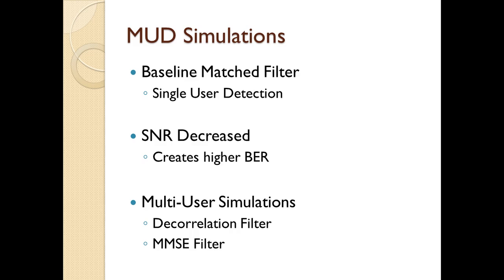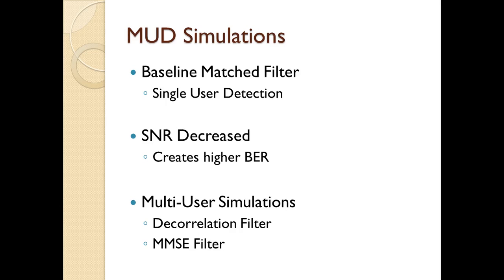In order to compare the effectiveness of MUD algorithms, the MATLAB simulations used were modified to include a simple matched filter. The matched filter only detects single users and was implemented as a baseline measurement. The signal-to-noise ratio of the MUD algorithm simulations was significantly decreased in order to generate a higher BER for a large-valued comparison. The signal-to-noise ratio used was between negative 30 dB and negative 12 dB.